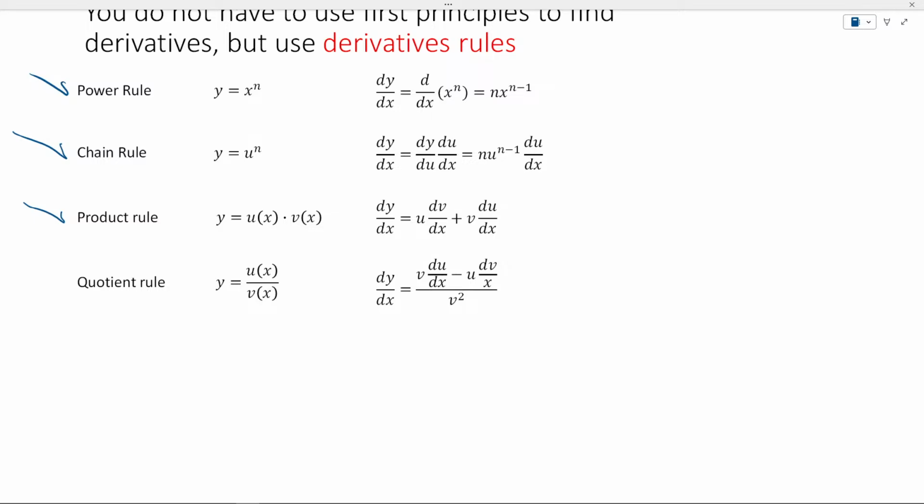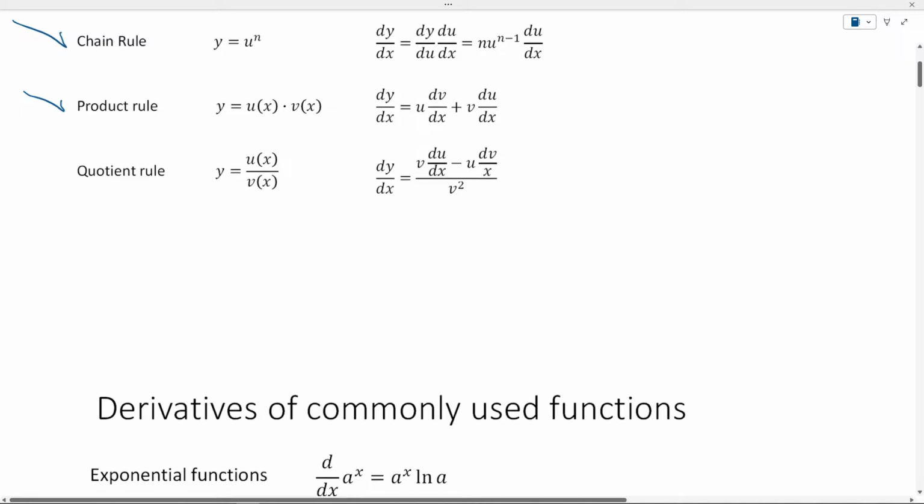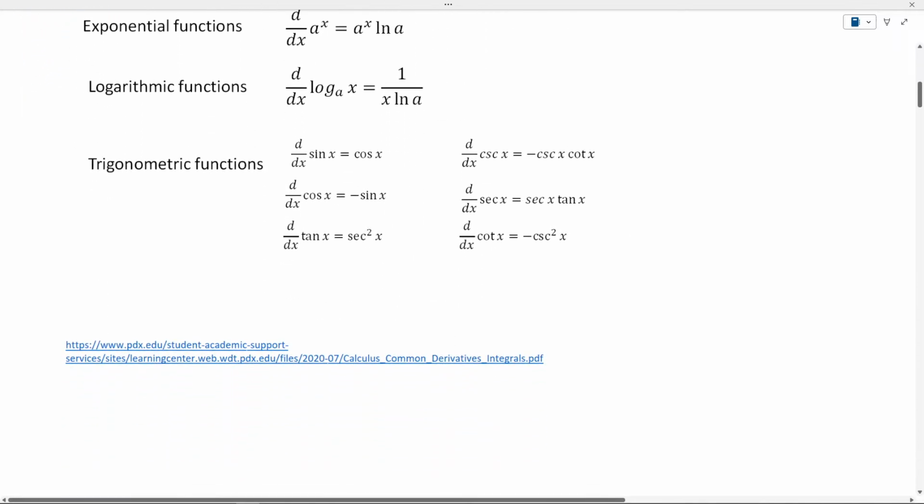Does this look correct? Yes, this looks correct to me.